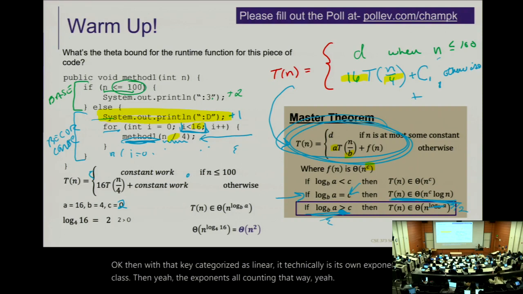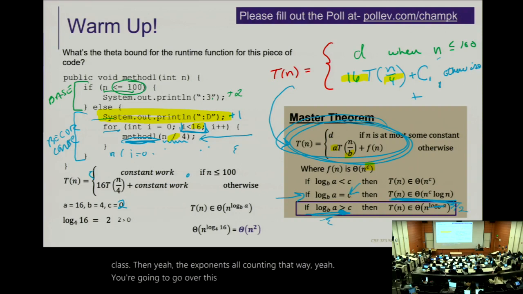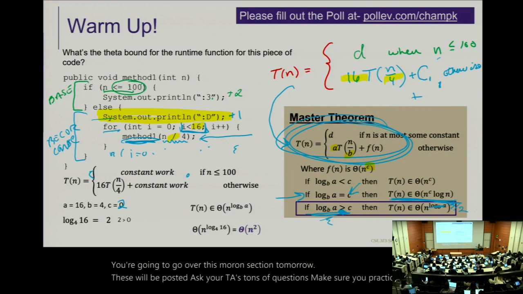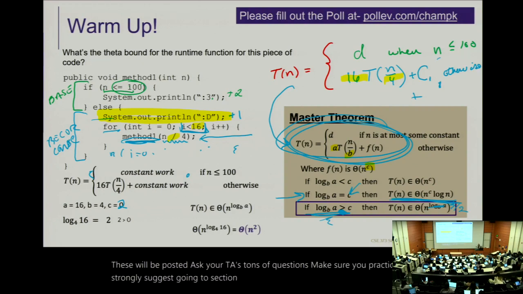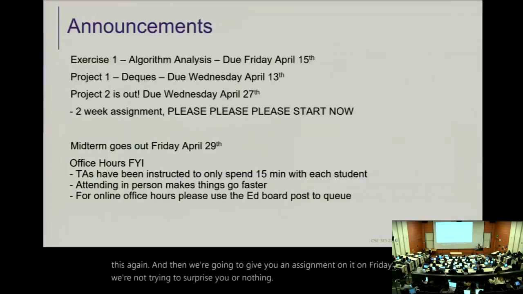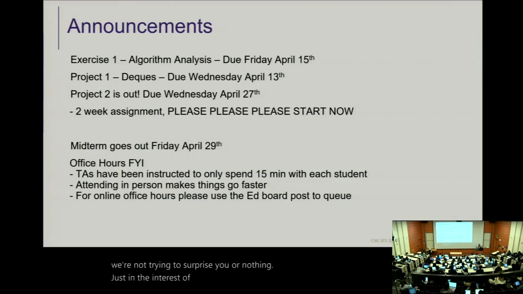You're going to go over this more in section tomorrow. These will be posted. Ask your TAs tons of questions. Make sure you practice it. I strongly suggest going to section because literally they're going to do exactly this again, and then we're going to give you an assignment on it on Friday. So we're not trying to surprise you or nothing. Just in the interest of time, because we have like actually something.